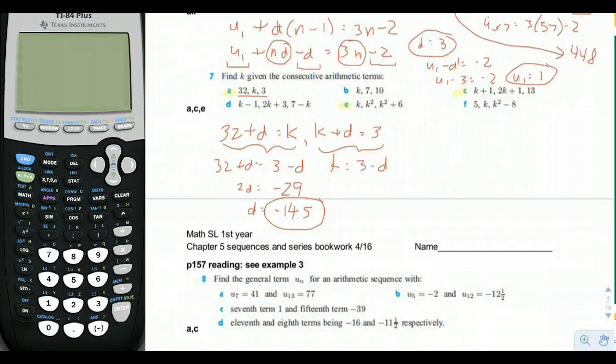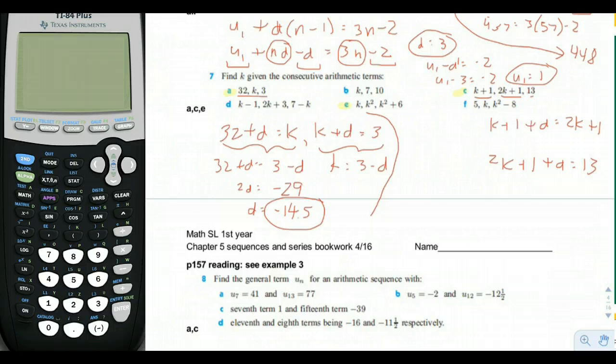Okay. Now what about c here? The first number is k plus 1, the next number is 2k plus 1, and the third number is 13. The distance between these, again, is the same d. So I would have k plus 1 plus d equals 2k plus 1. And I also know that 2k plus 1 plus d is equal to 13. So using these two equations, we can figure out what k would be.